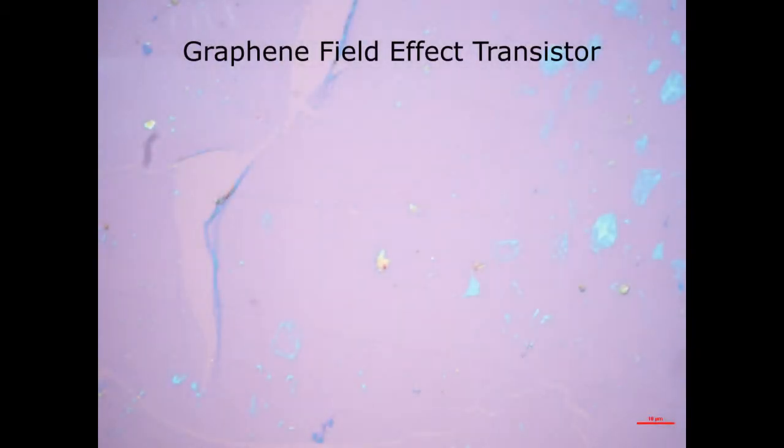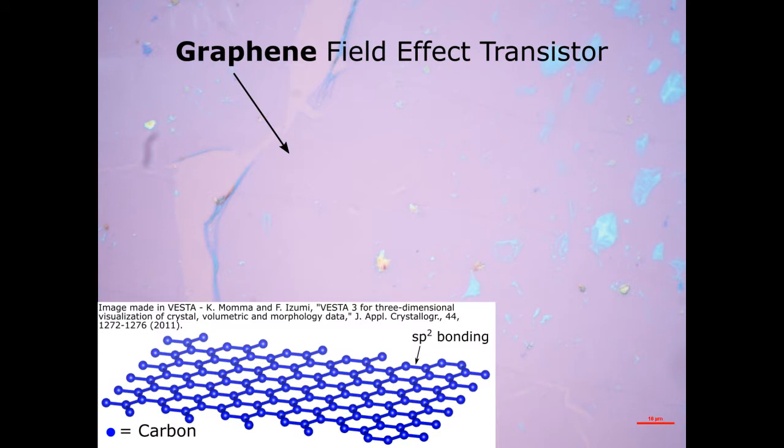So, what is a graphene field effect transistor? Well, graphene is a two-dimensional sheet of carbon atoms. Due to its unique sp2 type bonding, graphene is a semimetal that shows interesting optical and electrical properties. It is transparent and an exceptional conductor of heat and electricity.